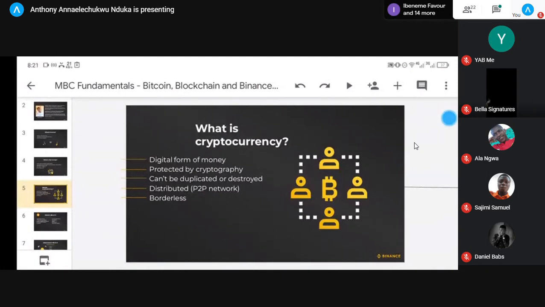Now, it cannot be duplicated or destroyed in the sense that you cannot multiply it or form another version of it. For example, I take 1,000 naira, go to a cyber cafe, and use a graphic designer to design exactly one that looks like this. I don't know if you get me. So it is completely impossible to duplicate Bitcoin because it is digital. It cannot be destroyed because it's on a blockchain, which I'll explain on our next to next slides.